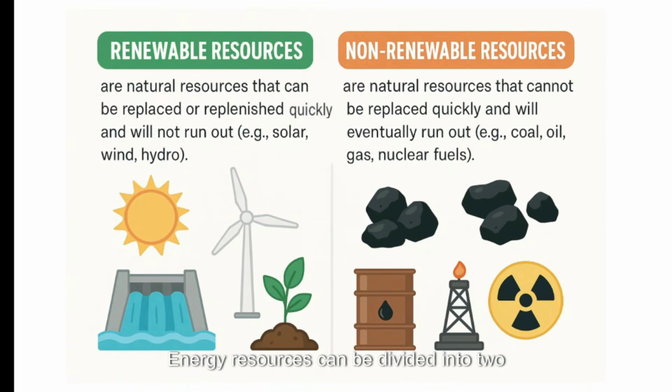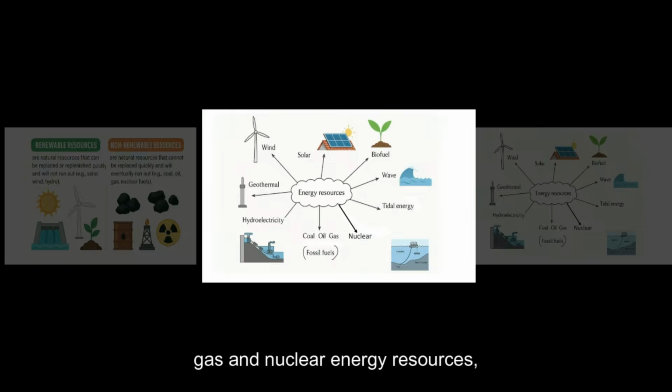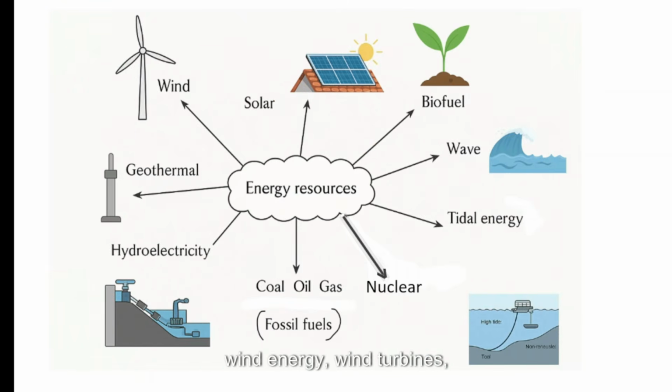Energy resources can be divided into 2 main groups as renewable and non-renewable resources. As the name implies, renewable resources are the ones that do not run out. Non-renewable energy resources are the ones that cannot be replaced quick enough, and they will eventually run out. For example, coal, oil, gas and nuclear energy resources, wind energy, wind turbines, solar energy, which can be used for electricity production and also solar heating.